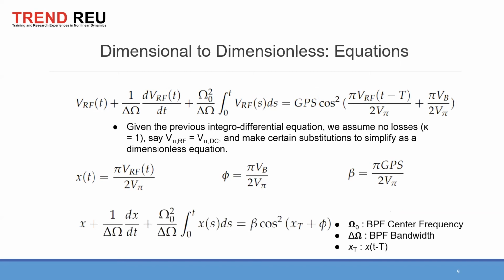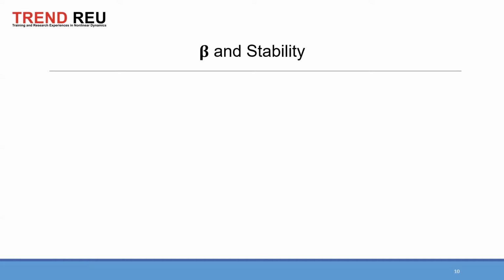When we rewrite this, we get this much simpler equation where we have omega naught, which is just the center frequency of the bandpass filter. We have delta omega, which is the bandwidth. And then we have this x of t, which is just a delay. So now let's talk about how that open loop gain contributes to stability.